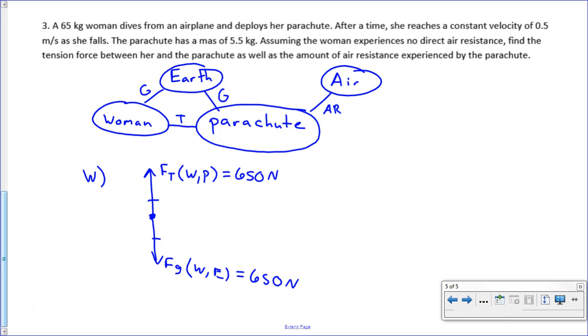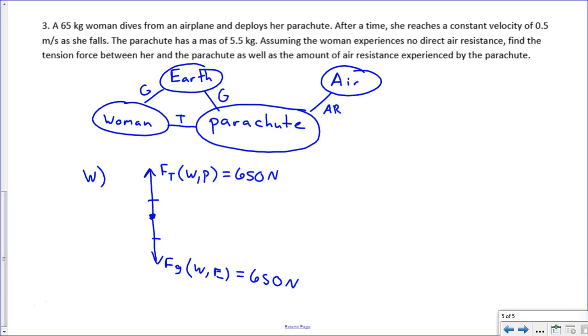Then we go to the other object, which is the parachute in this case. The parachute has three forces, as you can see from the system schema. It's got Fg pulling it down, that's Fg on the parachute by the Earth. Then we additionally have a tension force here, which is going to be pulling the parachute down, Ft on the parachute by the woman. So the woman, through that tension force, is pulling the parachute down. And then the thing that's keeping the parachute up is F of air resistance, between the parachute and the air.